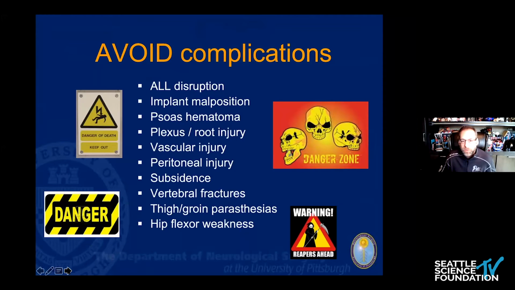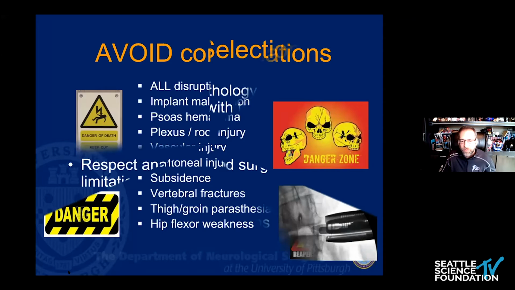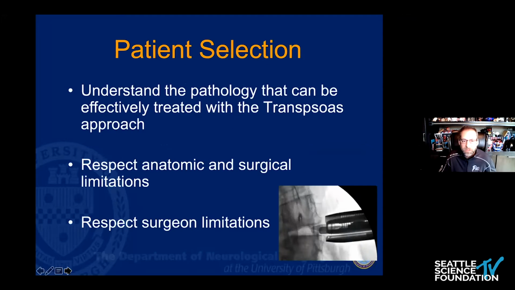So complications, right? There's a variety of complications, and these aren't particular to just the transpsoas. This can occur with pre-psoas. It can occur any time you're entering the interbody space through the lateral corridor. But there's ALL disruption, implant malposition, psoas hematomas, the vascular and neural injuries, subsidence, fractures, and then of course the typical paresthesias and palsies.